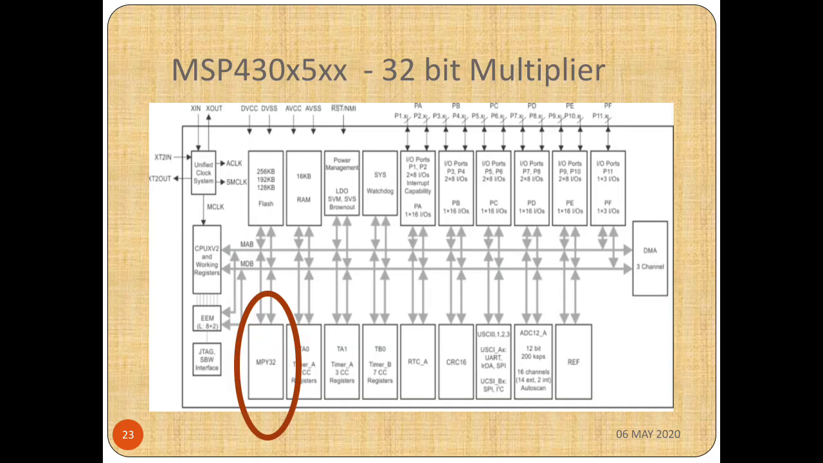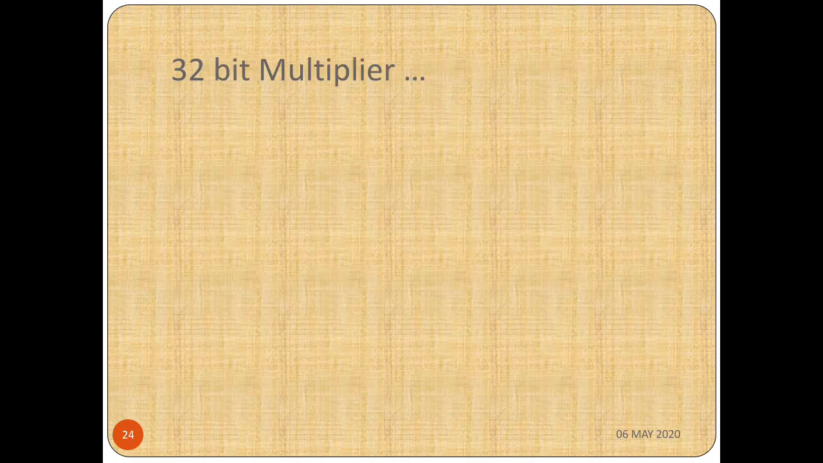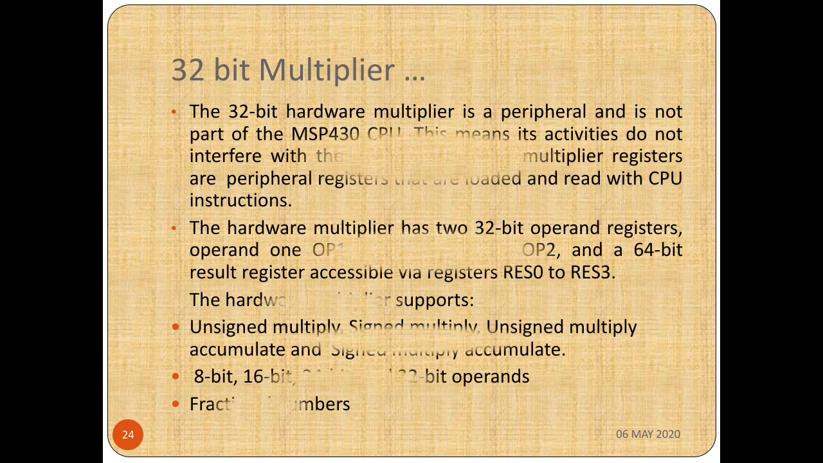Next is the 32 bit multiplier. The 32 bit multiplier is a component present in the integrated circuit of the MSP430 5xx. It is not a part of the CPU. It performs operations independently without involving the CPU. This 32 bit multiplier can perform 16 bit operations, 8 bit operations, and 32 bit operations also.